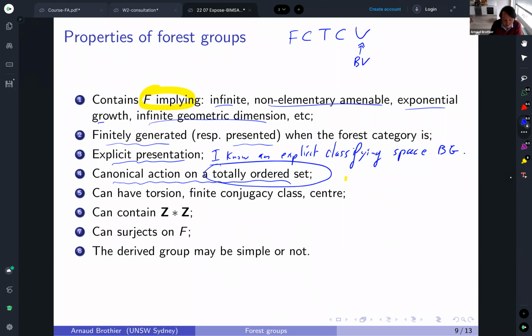So unlike F, they may have torsion. They may have finite conjugacy classes, meaning that they may not give you a type II_1 factor if you look at the group algebra, not all the time. And they may even have a center. Very different from F. They may contain a copy of the free group, so at least some of them are not amenable. So they are not exactly like F, you see.